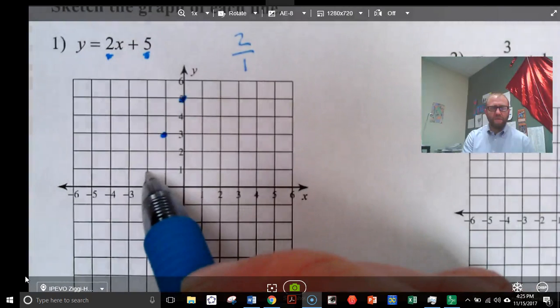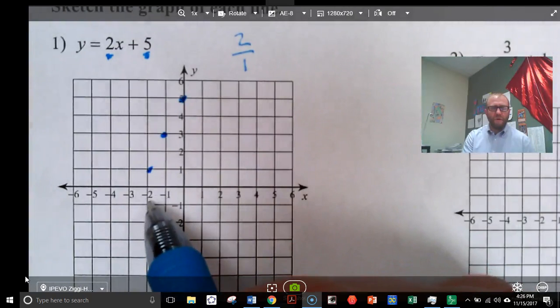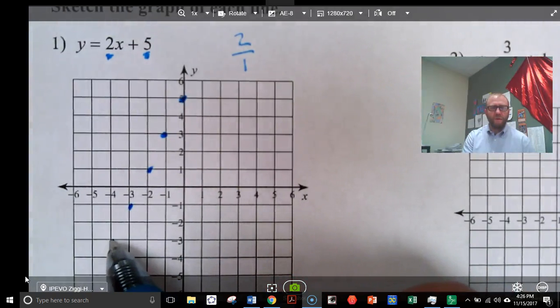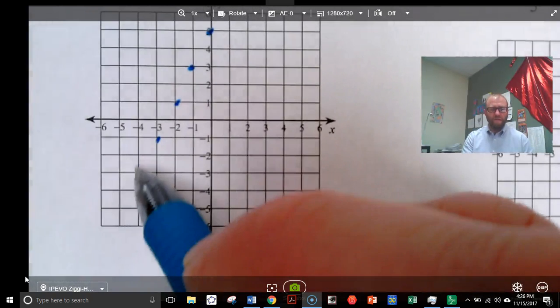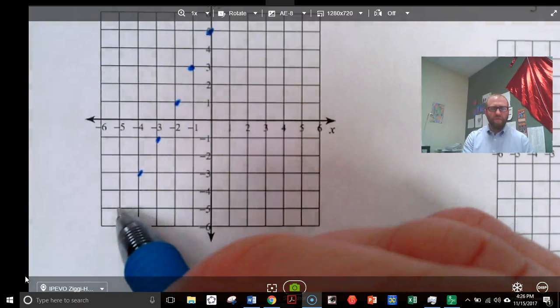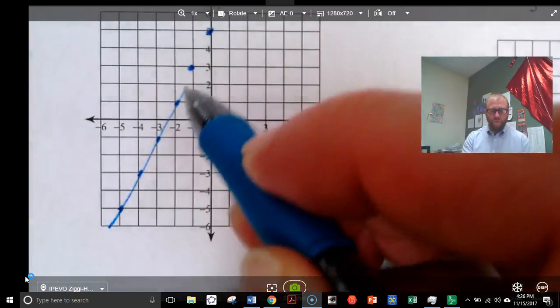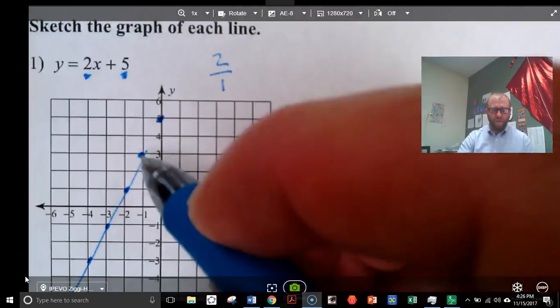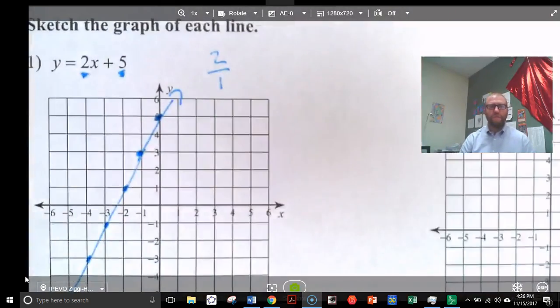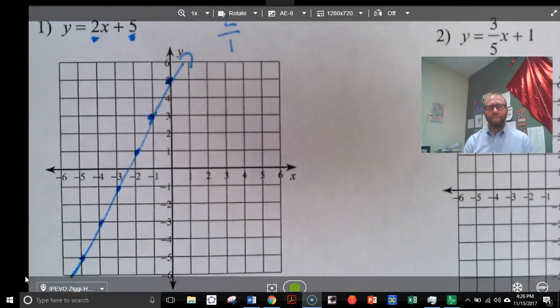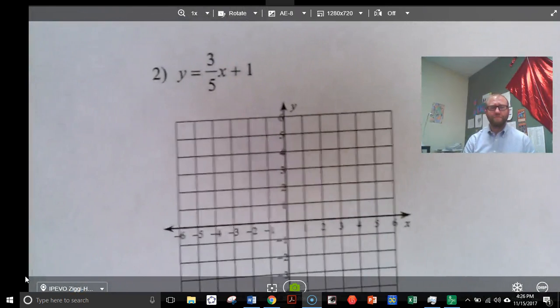And then down 2 and back 1, and repeat that process over and over again. And then, of course, if we had a straight edge, which I'm not using, it's not necessary, then I could easily connect them all with a nice straight line. There we go. Look at the next one.